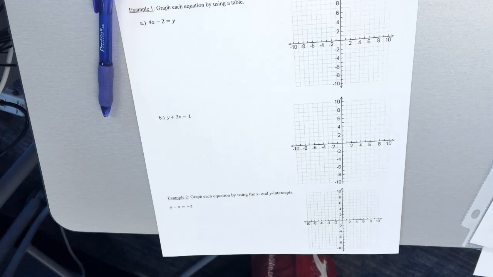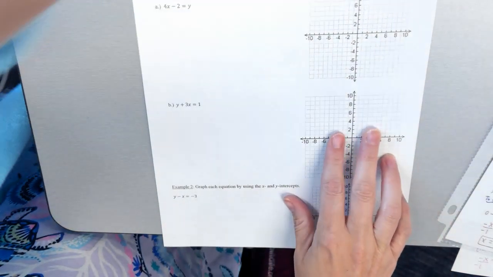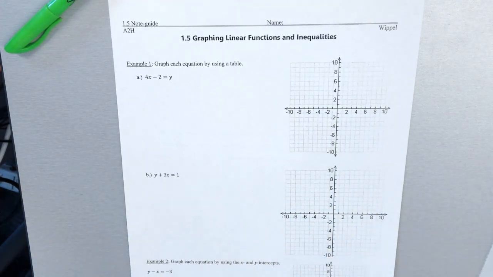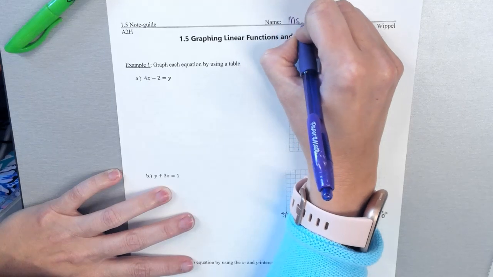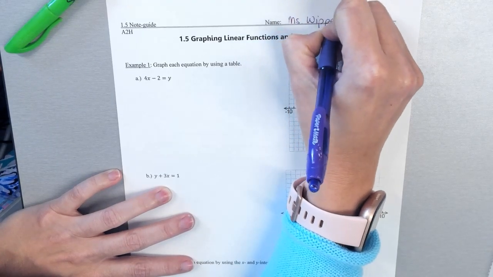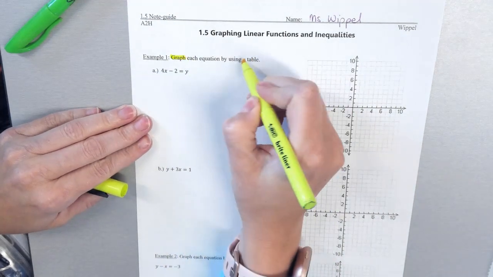Okay, so again, this is a lot of review today from Algebra 1, so I am going to go over this kind of quickly. If you need me to explain something again, just let me know. So the main thing that we're going to talk about today are different ways to graph linear functions. So when you're doing your homework, make sure you're paying attention.